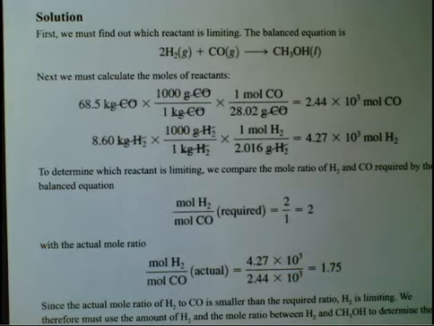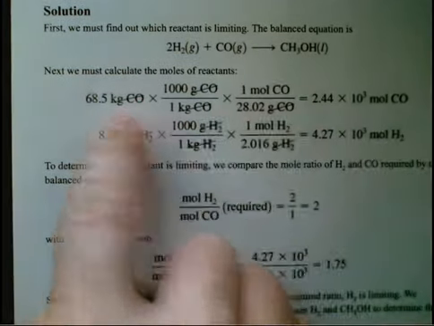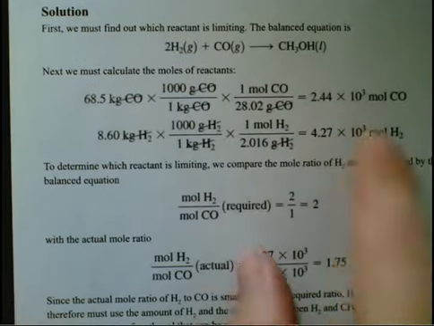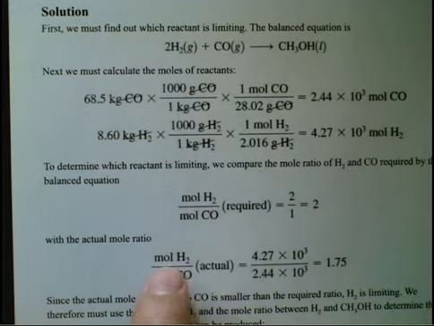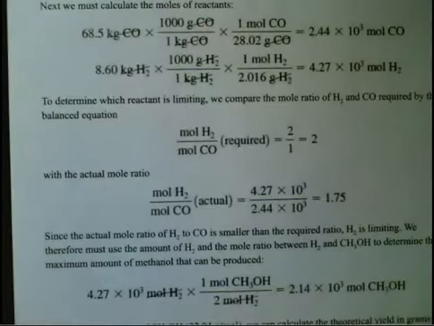But the actual ratio of stuff we have, using these two numbers from the masses, is moles of H2 over moles of carbon monoxide. We're dividing the 4.27 times 10 to the third by 2.44 times 10 to the third. That gives us a mole ratio of 1.75. Right? Notice it's less than 2.